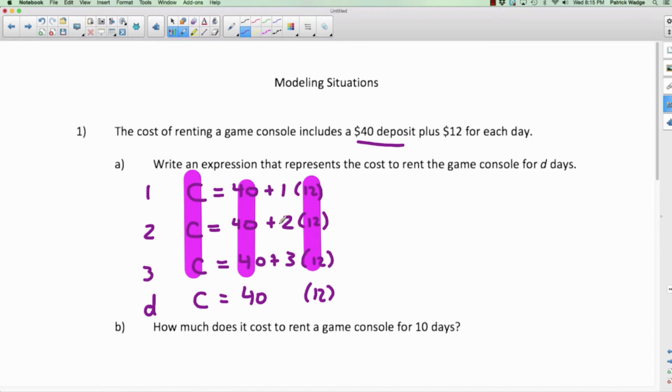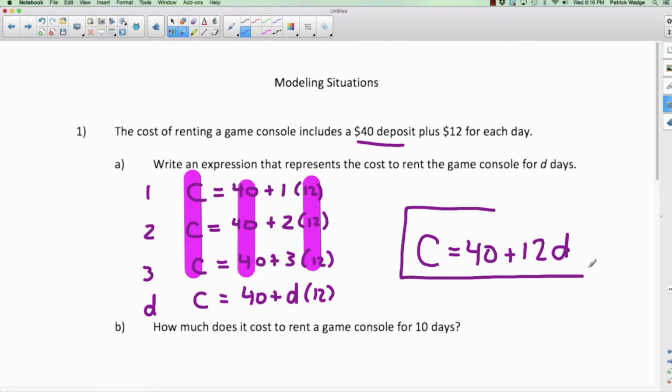It goes 1, 2, 3, this is not 4, this should be plus, how many days is it? D number of days. So this is your equation, C equals 40 plus D times 12. What's a better way to write that? How about C equals 40 plus, what's a better way of writing D times 12? 12 times D, or 12D. This is the equation.